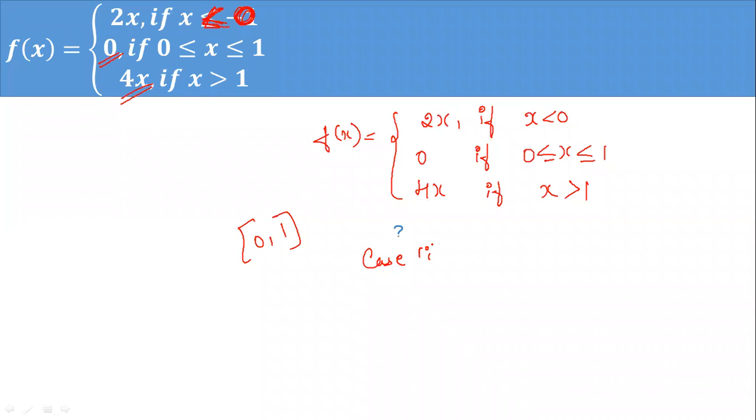What is case 1? C less than 0. Yes, the first case is C less than 0. Okay, what is the second case?